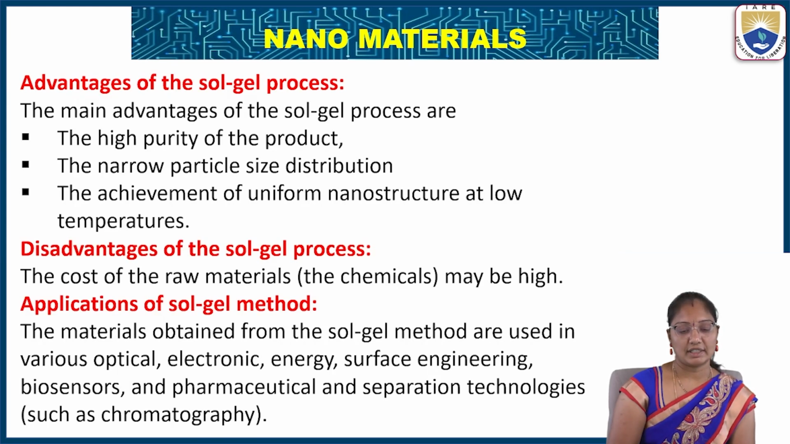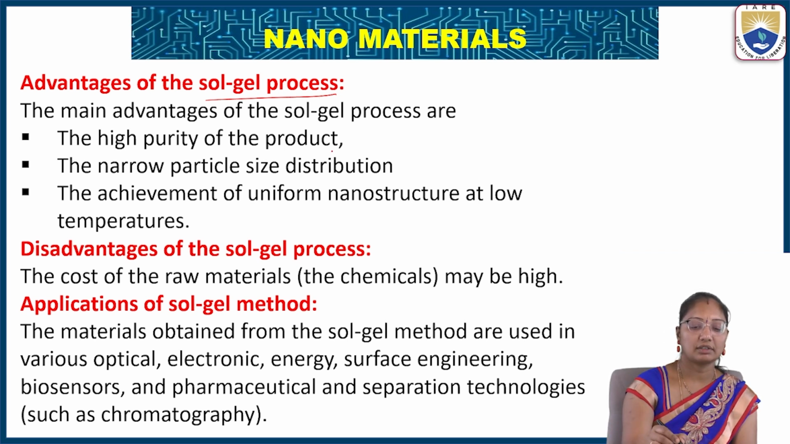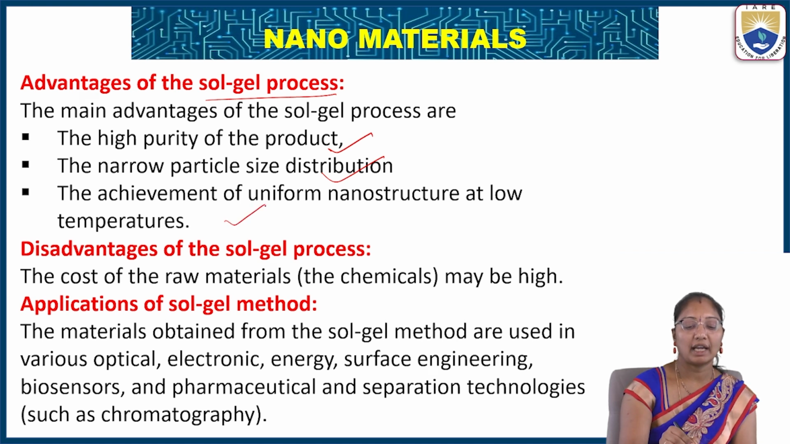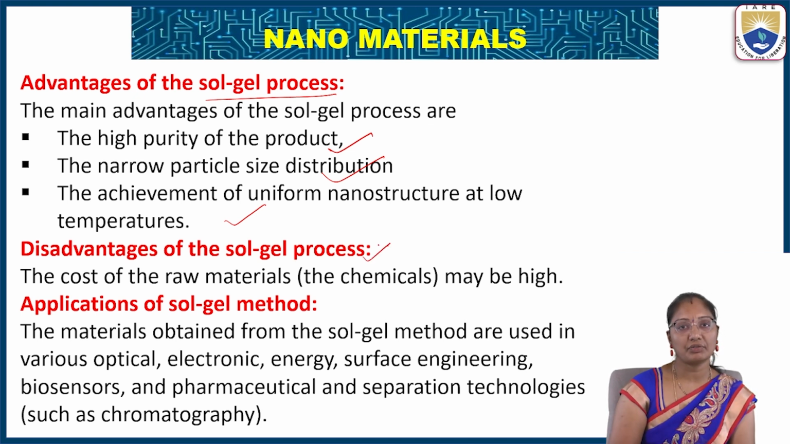So what are the advantages of the sol-gel method? The main advantages of the sol-gel process are the high purity of the product, the narrow particle size distribution, means the uniformity of the size in all the nanoparticles, and the achievement of uniform nanostructure at very low temperature. So what are the disadvantages? Coming to the disadvantages, the cost of the raw materials may be high. So the only disadvantage is that the materials which we are using have higher cost.